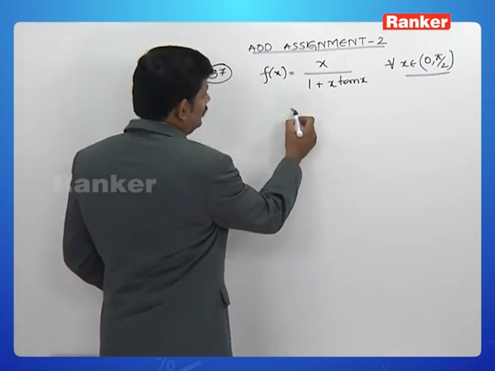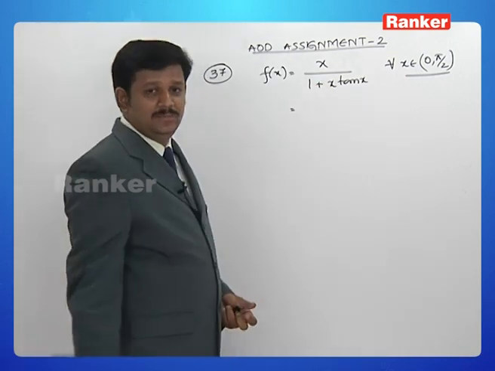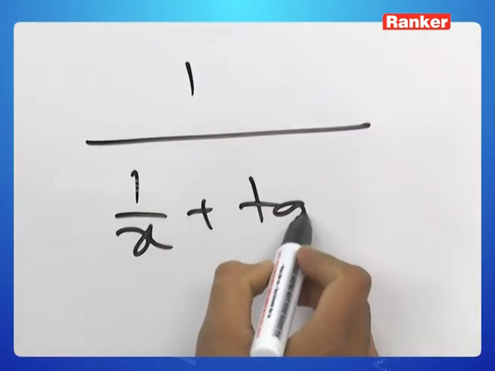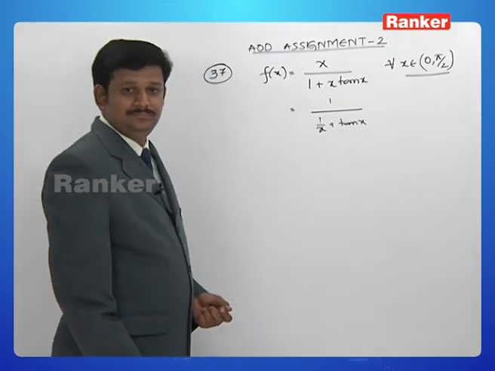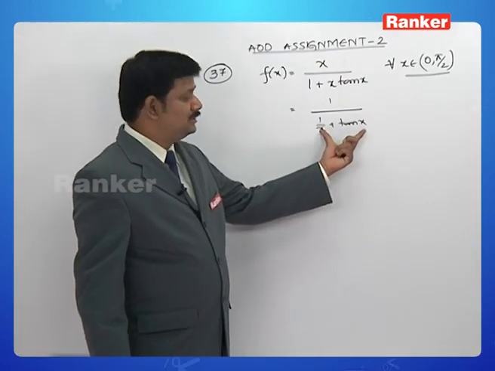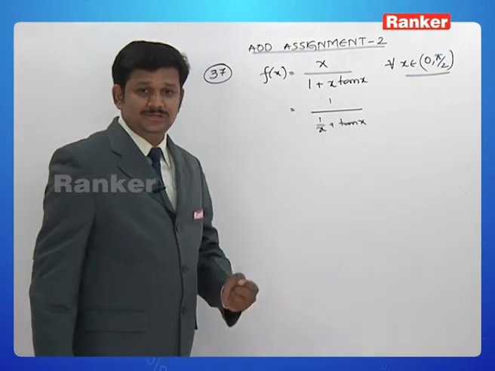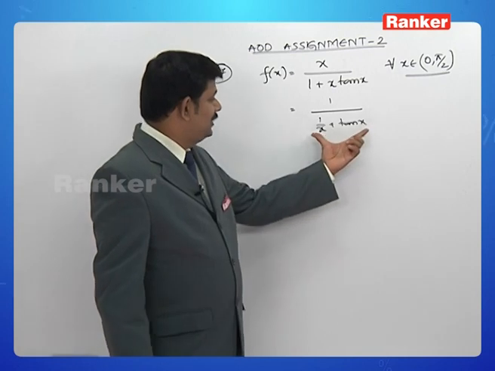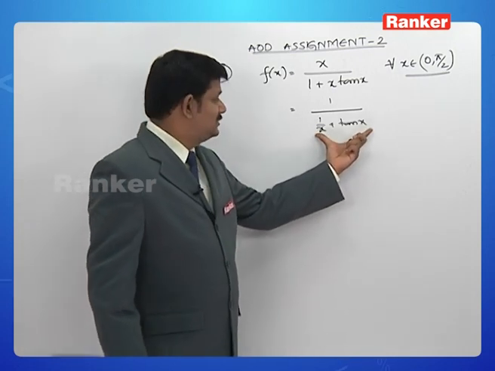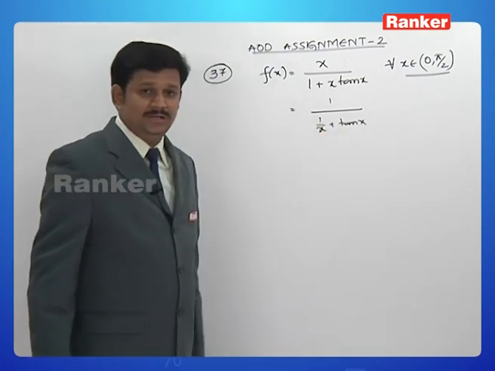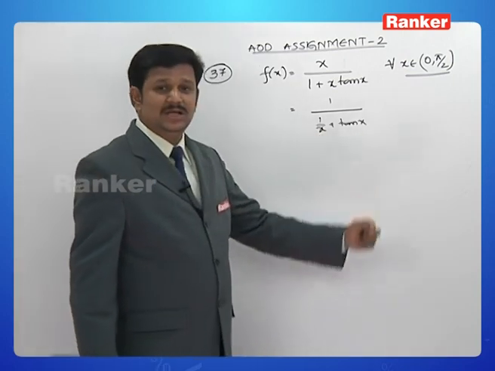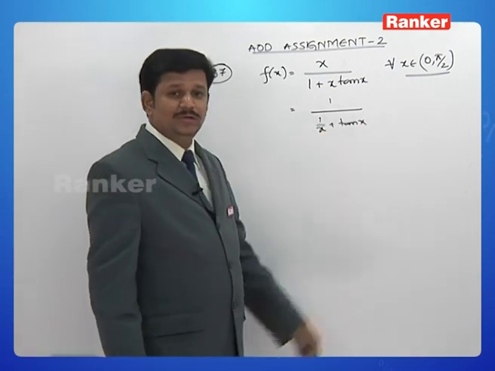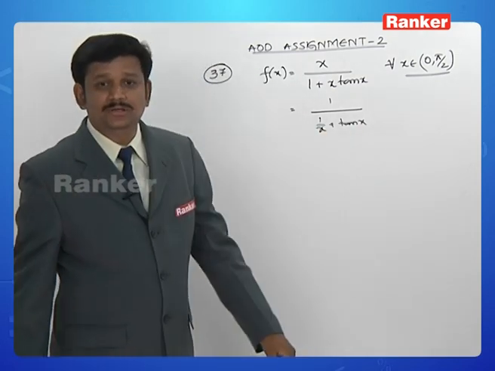Instead, I can divide numerator and denominator by x, 1 by x plus tan x. This is a positive function, tan x is positive, 1 by x is positive, and f of x is the reciprocal of a positive function. So, wherever 1 by x plus tan x is decreasing, f of x would be increasing. Wherever 1 by x plus tan x is increasing, f of x would be decreasing.